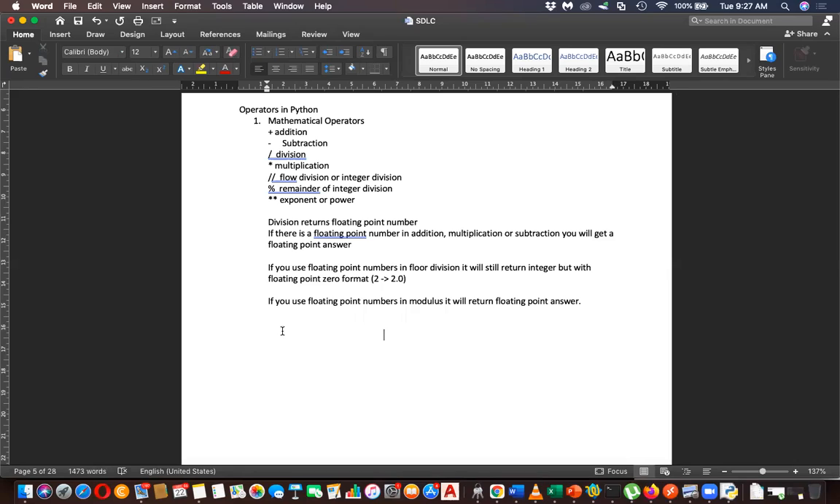Okay, let me give one example. What is the answer for 9 floor divided by 2.5? And what is the answer for 9 floor divided by 2.4? Can you tell me the answers for these two?